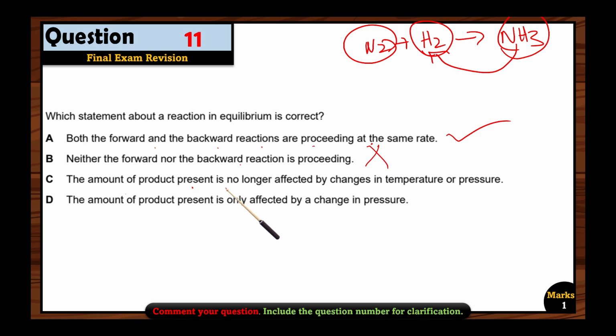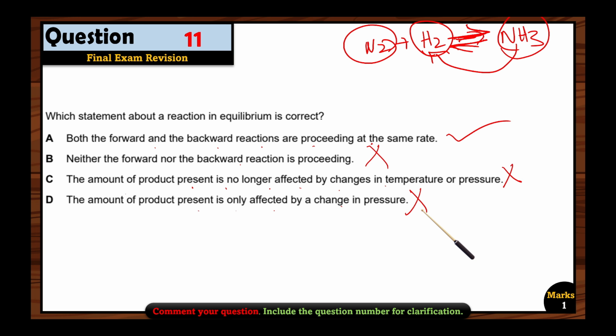The amount of the product present is no longer affected by changes in temperature or pressure. Wrong. At equilibrium, we can change the amount of the product, or also the amount of the reactant at this time. Okay, if you change the pressure or the temperature, the amount of the product present is only affected by change in pressure. Wrong. It can also be affected by the temperature, it can also be affected by concentration.